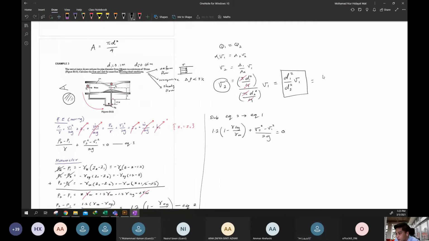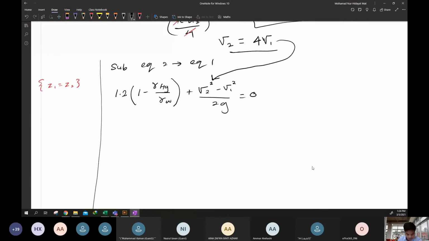Here, d1 is equal to 0.1 squared over 0.05 squared, V1. So what's the answer? Okay, 4V1. Perfect. So we can say V2 has a relationship with 4V1. Okay, so can we substitute this value into this? Yes, definitely we can substitute. Okay, so try to substitute.